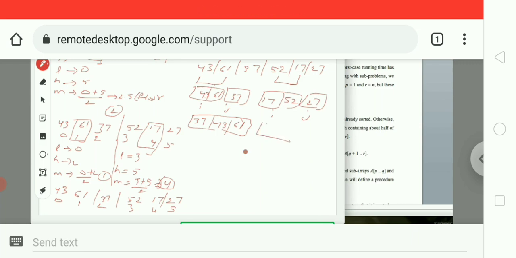Now let us compare these things. Compare it to 27, 17 is the smallest. Compare it to 52, 27 is the smallest. And 52 remains constant. Now let us imagine this particular array is the I loop and this thing is the J loop. Here also we have to do comparison with each and every one. So compare it to 17 and 37. 17 is the smallest element. So compare it to 27 and 37.